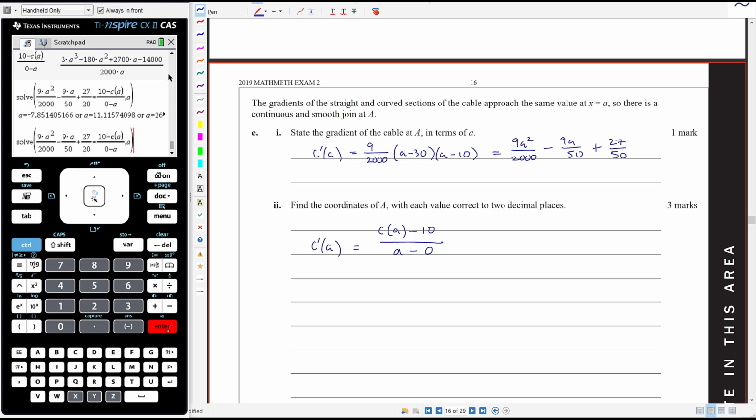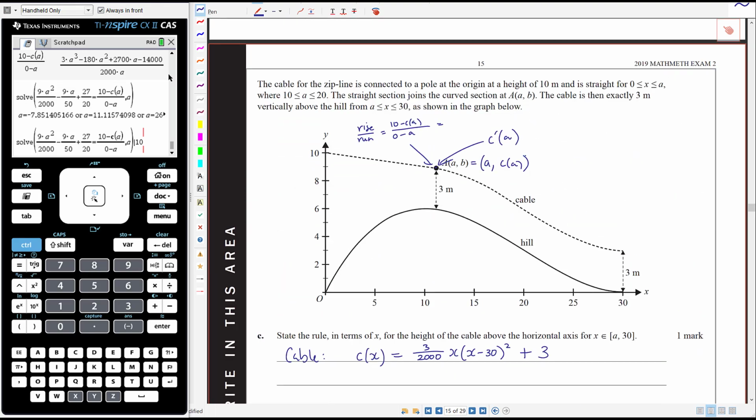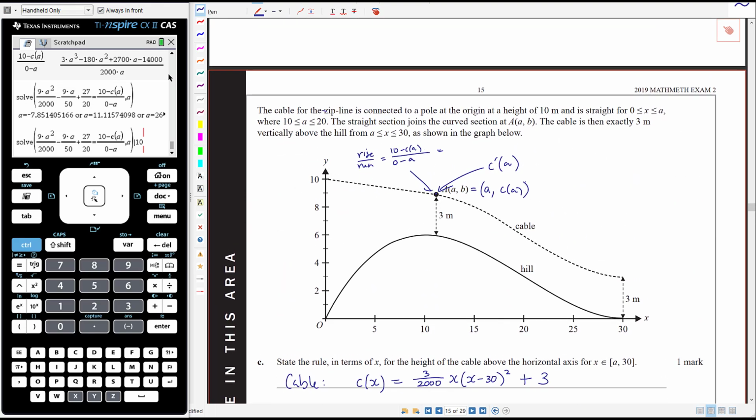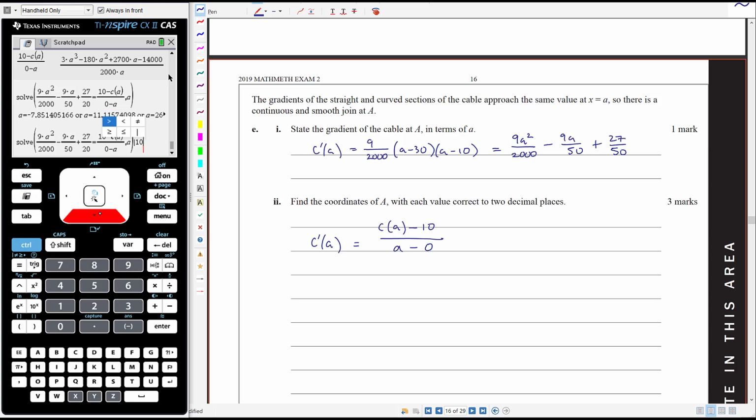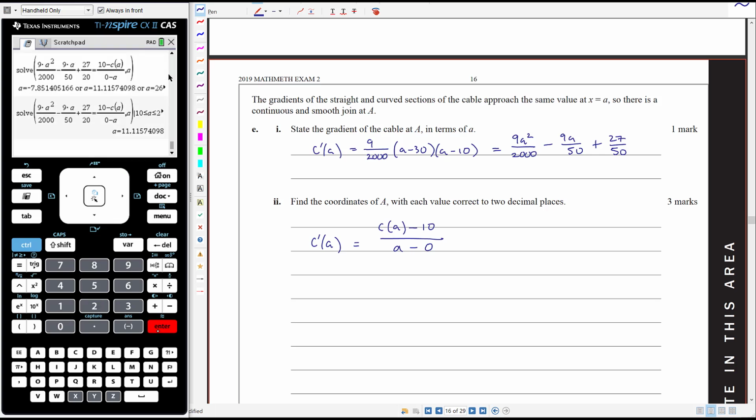And if we want to be a bit more precise about that, so we don't have to filter through them all, we could give it the condition that A has to be somewhere between, I think A had to be between 10 and 20, didn't it? Yes. A has to be between 10 and 20 inclusive. If A is between 10 and 20, we just get the one value, and we want it correct to 2 decimal places. So we get A is approximately equal to 11.16, since it's between 10 and 20.